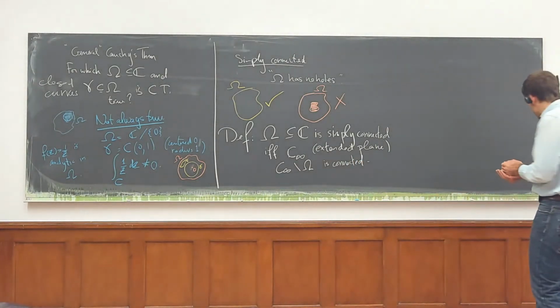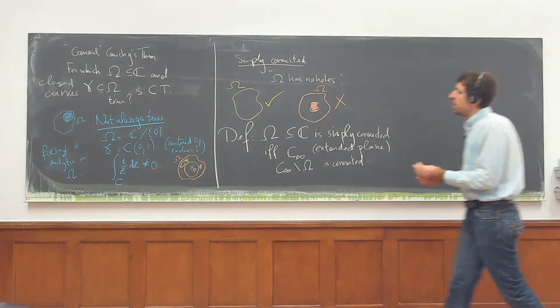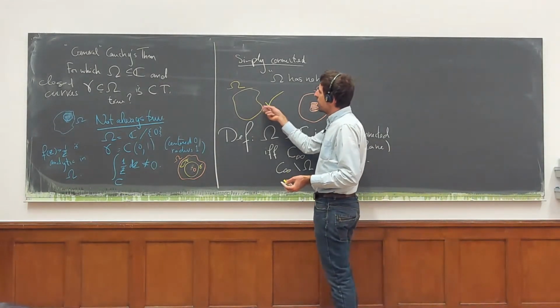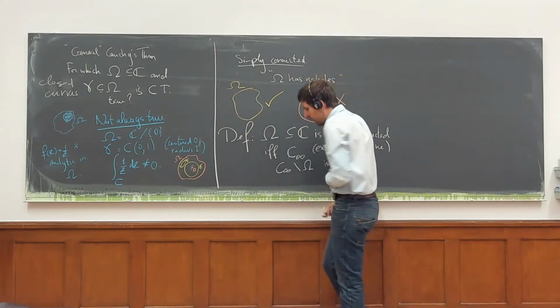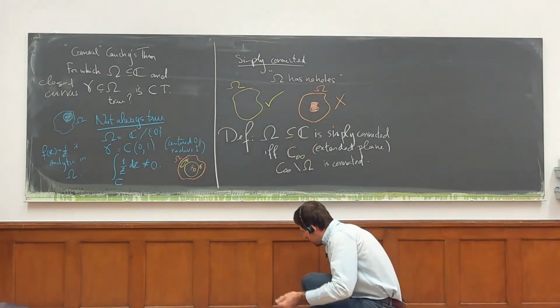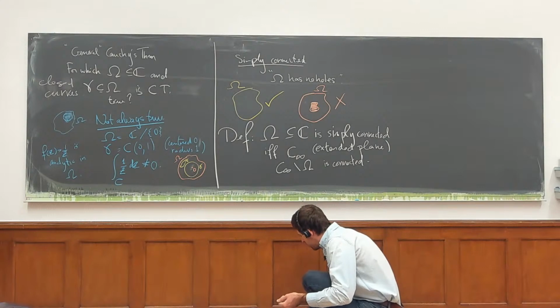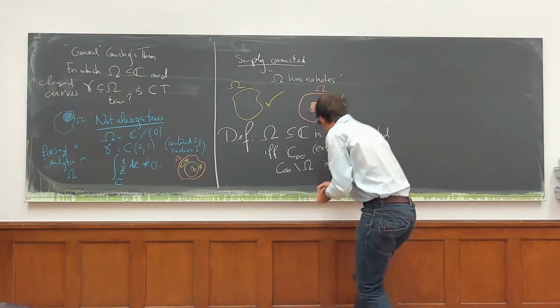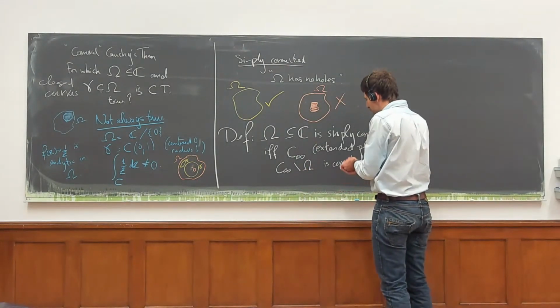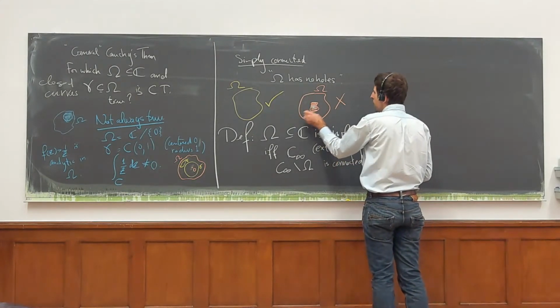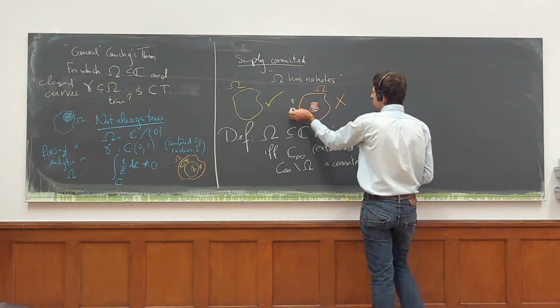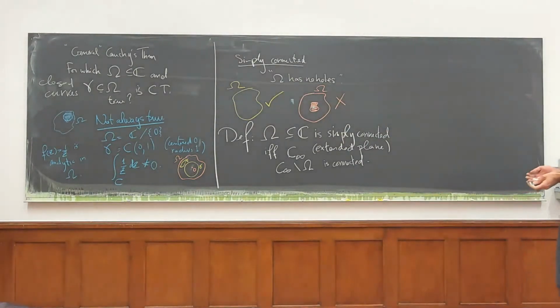Okay, so in this case, everything that's not in omega, everything outside of omega, is definitely connected. While in this one, it's not. There are 2 parts. The complement of omega has this part here and this part here, and they're not connected, and so this set is not simply connected.